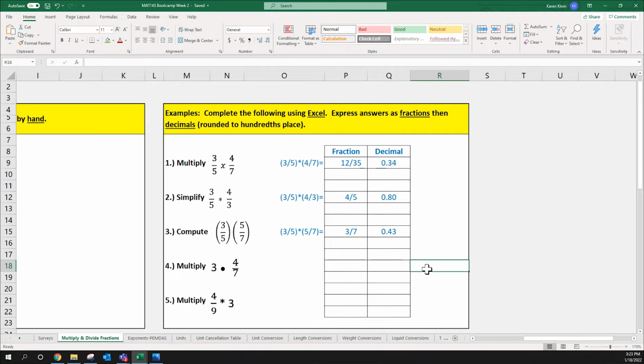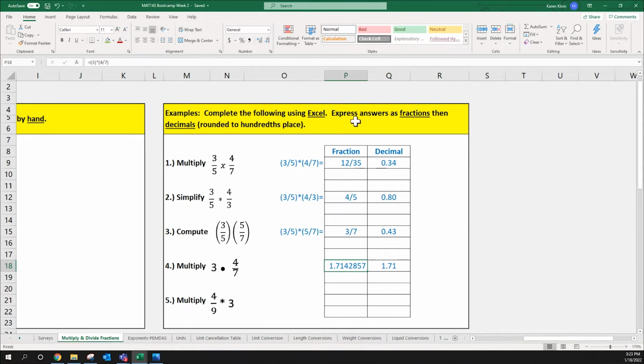Now, I do want to show you what happens if you have an improper fraction. So let's take a look at number 4. So for number 4, we want to put in 3 times 4/7. Now, it's putting it as a decimal, so I could probably go ahead and copy that over. That's what it would look like as a decimal. Let's go ahead and round that to 2 decimal places.